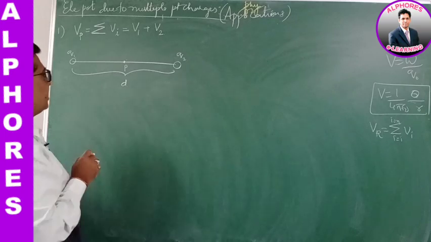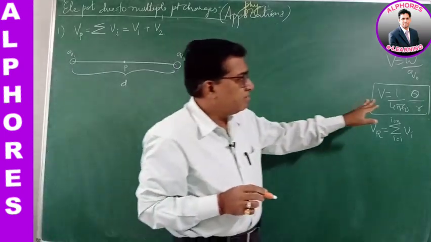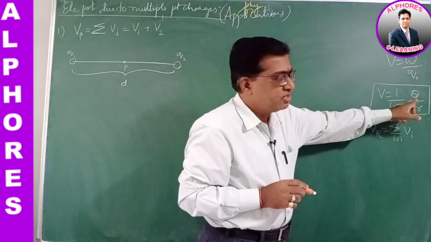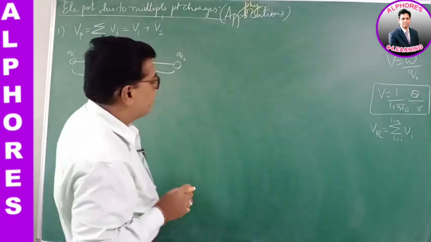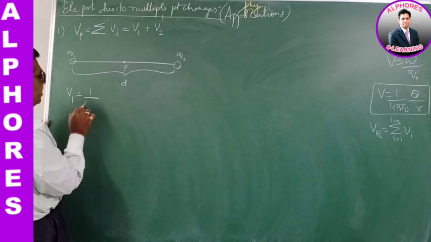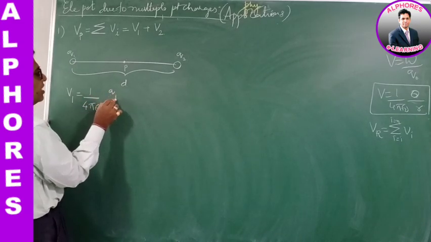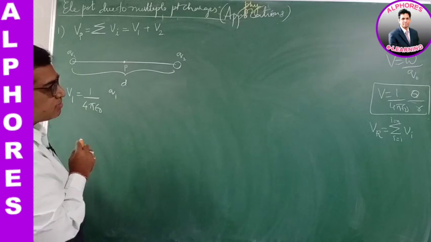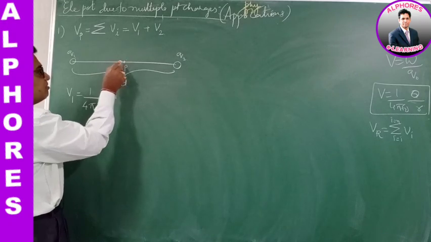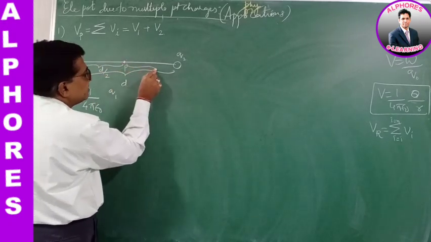So now let me find the potential due to the first charge. We know the potential due to any point charge is 1 by 4 pi epsilon naught times the charge and its respective distance. So the potential due to the first charge, V1, is 1 by 4 pi epsilon naught, the charge is Q1, and the respective distance of the charge from that point. The total distance between the charges is D. This is given as the midpoint, so this distance is D by 2, and even this distance is D by 2.